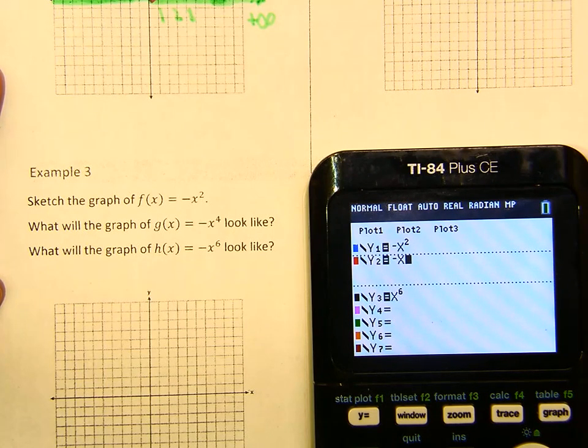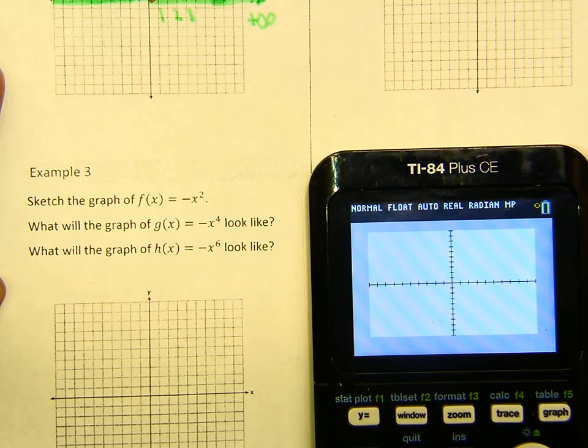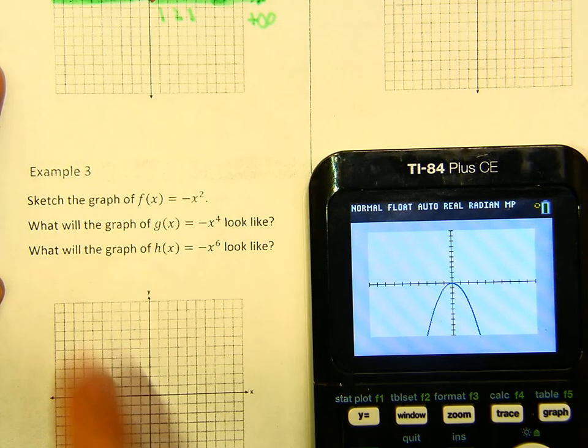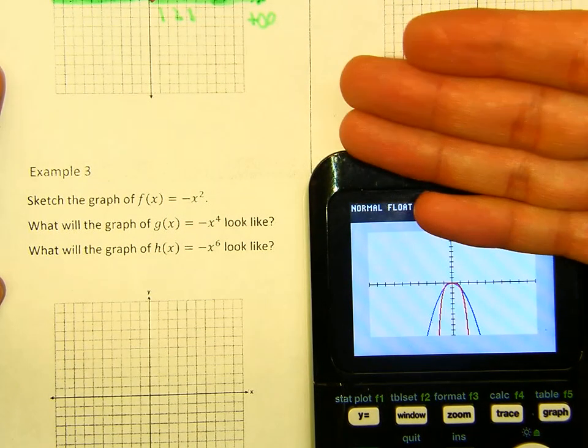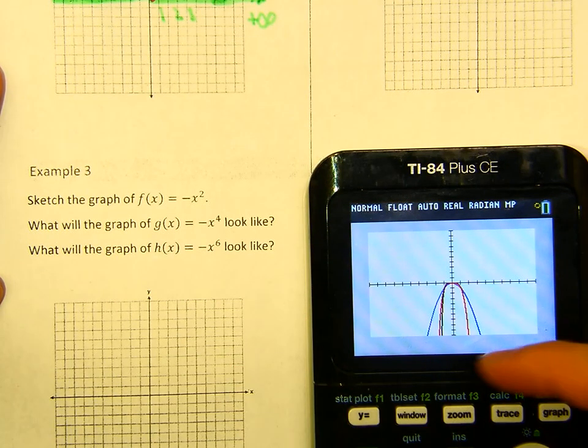Negative x to the fourth. The next one, negative x to the sixth. Okay, and I hit graph. And notice what's going to be different when we have that negative. Notice that the graph flips, right? It flips over the x-axis.